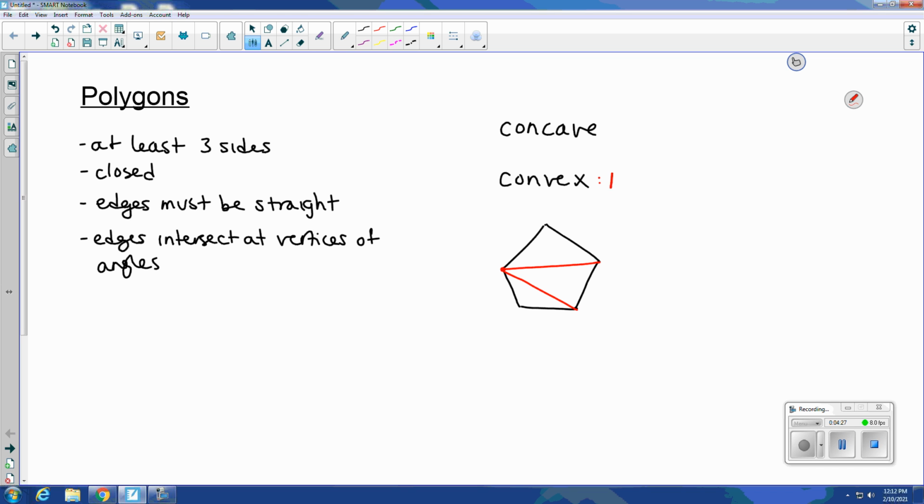So we're going to say all diagonals are on the interior. So again, the diagonal is the line connecting non-consecutive vertices. So let's try to draw all of them. So it looks like there's 2 from each vertex. Some we've already drawn. It looks like all of them. So every single one was on the interior. Every possible diagonal that could be drawn was on the inside. So that shape is convex.